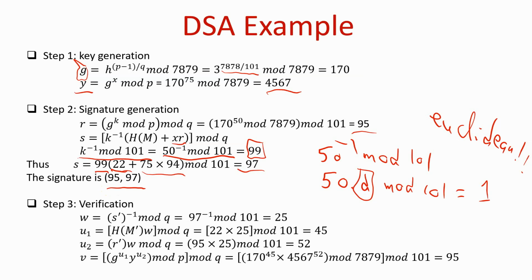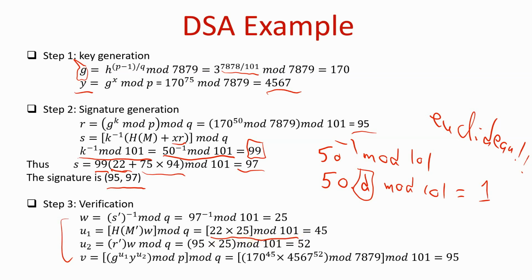Okay. This signature is then sent with the message. And so to verify, you calculate these 4 parameters. You start with W, which is the multiplicative inverse of S mod Q. So S is the one that was sent with the message, which was 97. So the multiplicative inverse of 97 mod 101 is 25. And then you take the hash of the message, which is 22. You multiply it with W. So 22 by 25 mod 101 is 45.